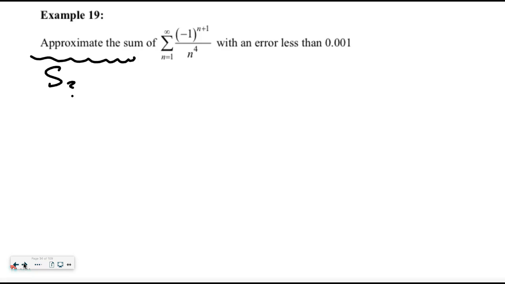That's my guess. I want to make sure my guess has an error, R sub, I don't know, correct, that is less than or equal to 1 over 1,000, which means the absolute value of my first unused term.